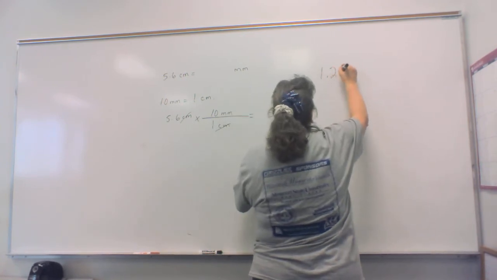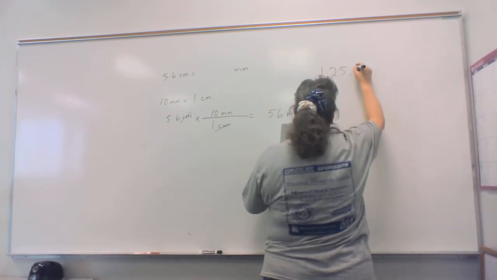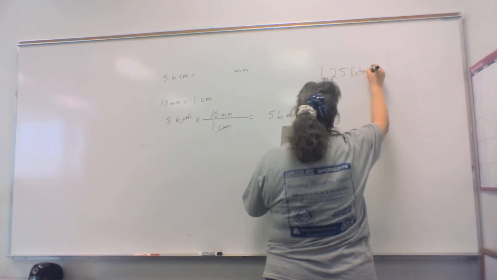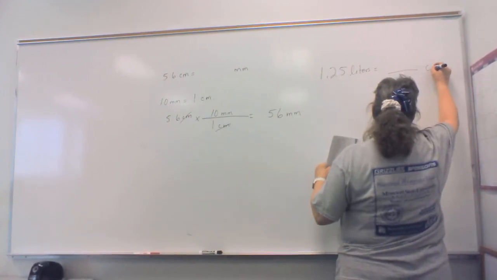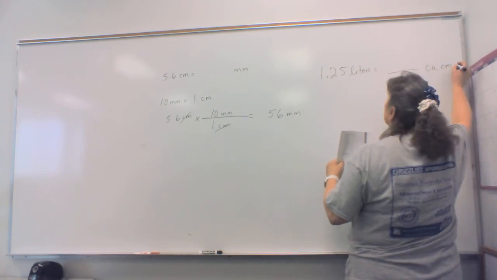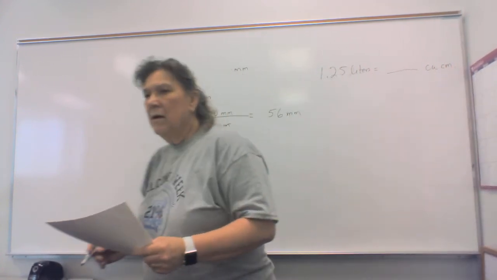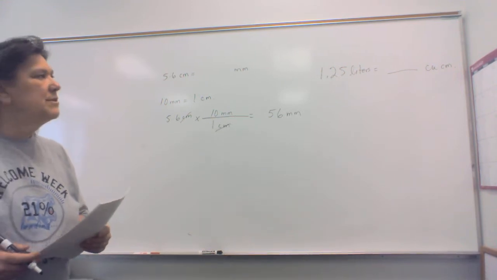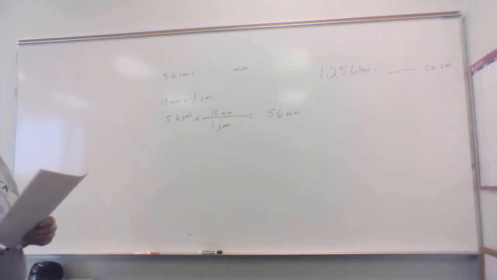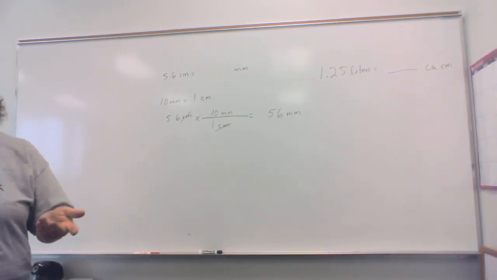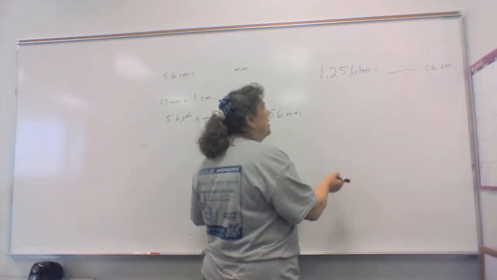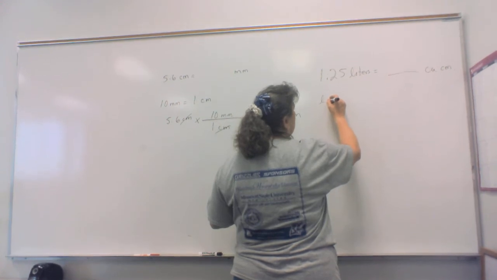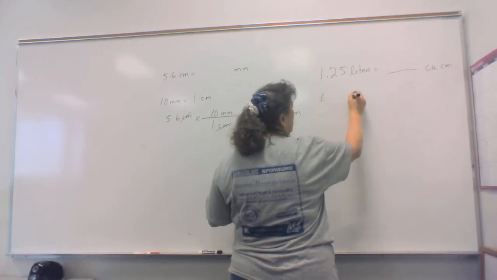Let's look at 1.25 liters is equal to how many cubic centimeters? Okay, there's going to be several things that have to happen here. We're going to have to do more than one translation on this. You're going to have to change liters to milliliters.